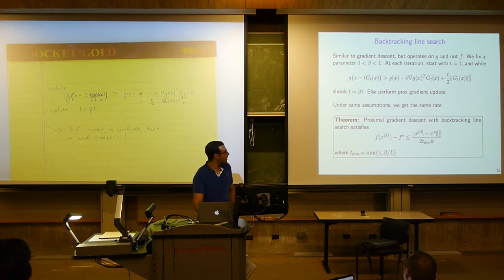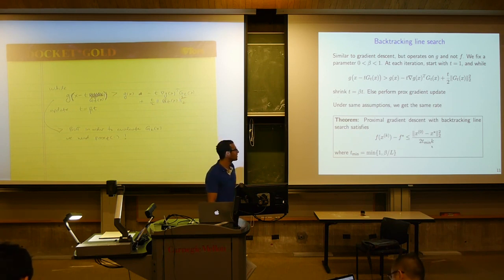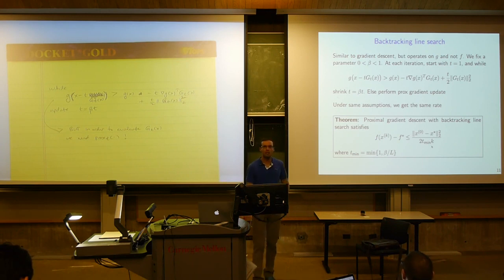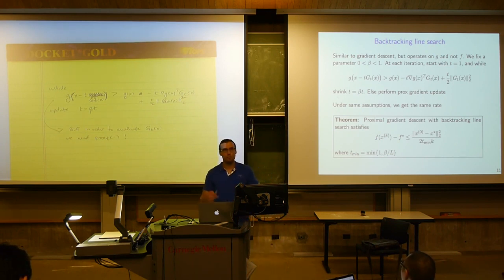So yeah, the conclusion, though, is that if we use backtracking, say this version, then we get the same rate. And in fact, the proof is still very similar. I don't think we have you do backtracking on the homework, but the proof for this is really very similar, just like the proof for backtracking in gradient descent was very similar to the proof for a fixed step size that was small enough.